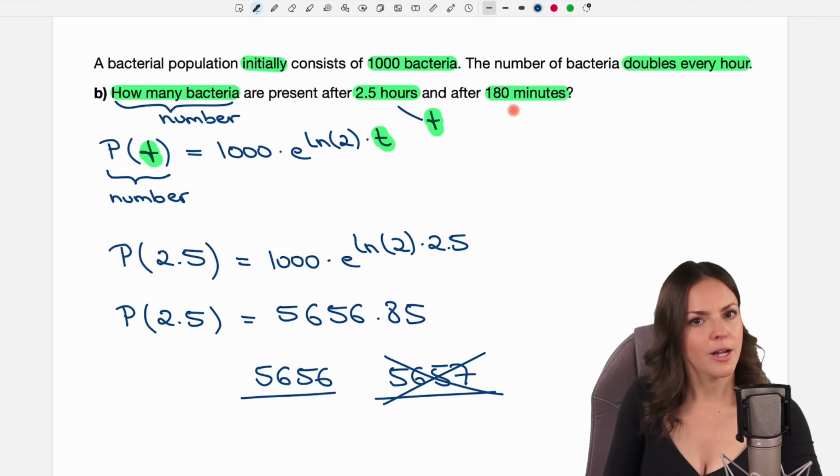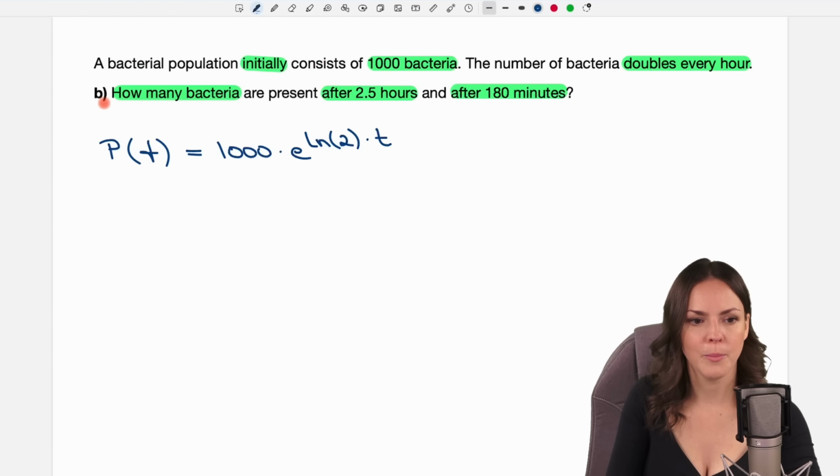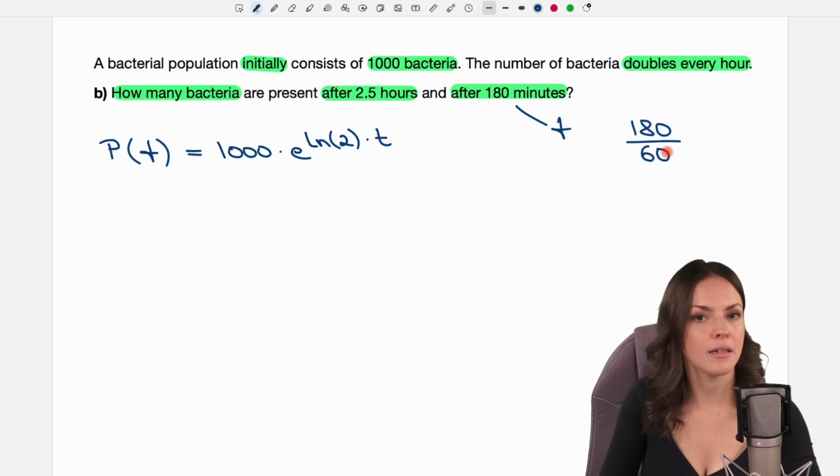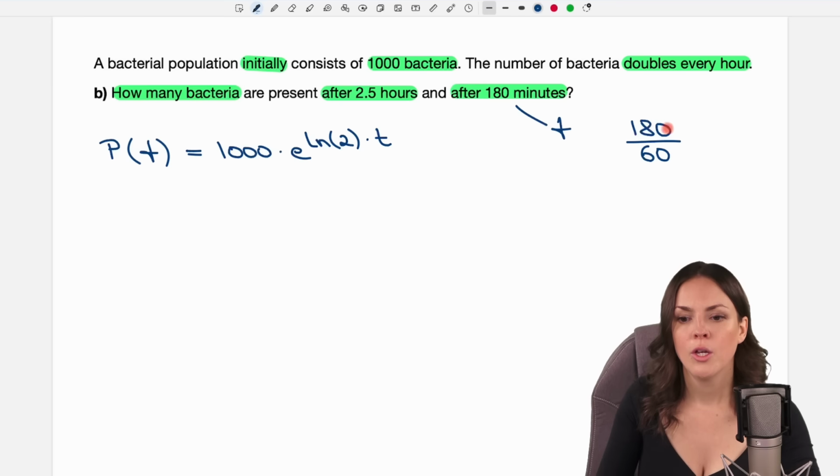And then the second part of this part B, don't forget to do the same with the 180 minutes. But it's important, this is our time, yes, but it's minutes. We need this number in hours. So we have to take the 180 and divide it by 60 minutes to know how many hours this is. So we can cancel the 0. 18 over 6 equals 3. So this 180 minutes is 3 hours.